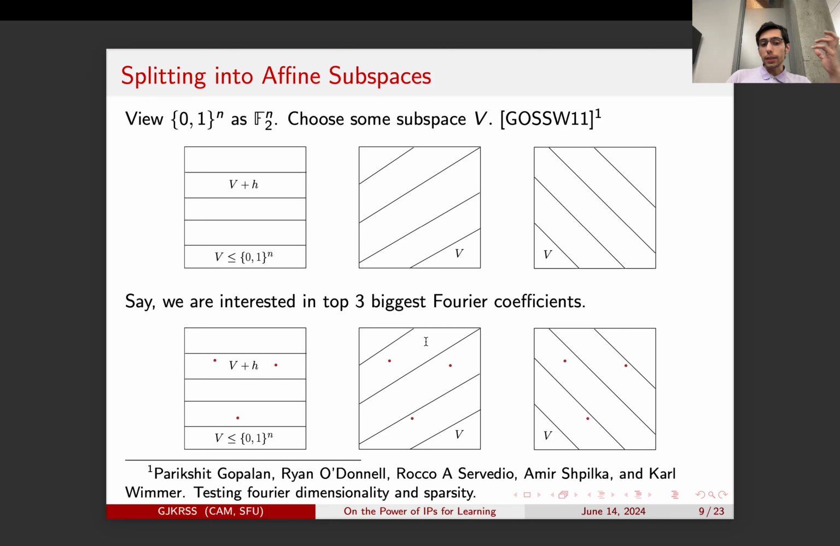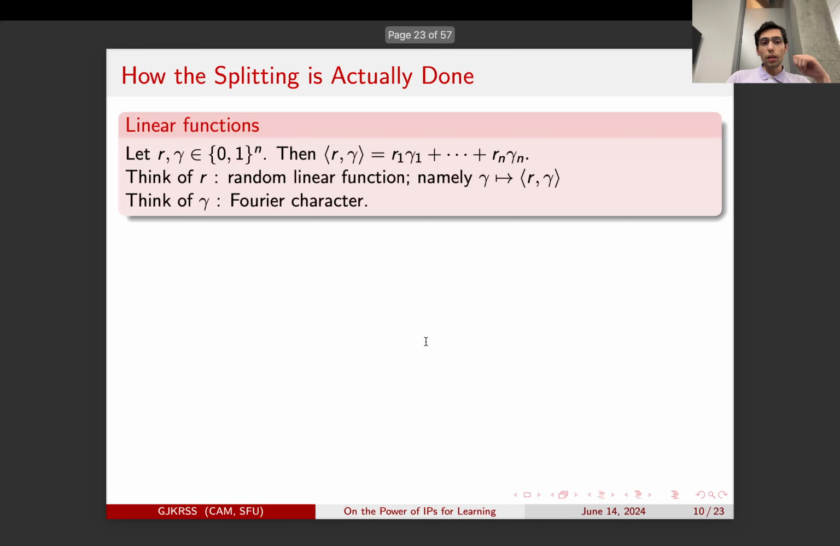For our purposes, which will be more clear shortly, the left picture is bad because it contains 2 of the top coefficients in the same coset. But the 2 right images are good because all of the top coefficients are separated. How do we actually split this domain in this way?